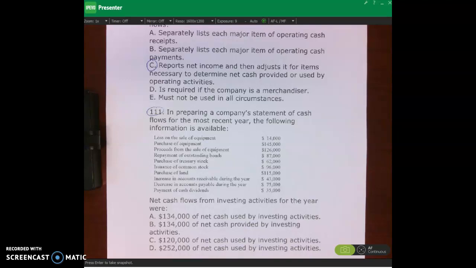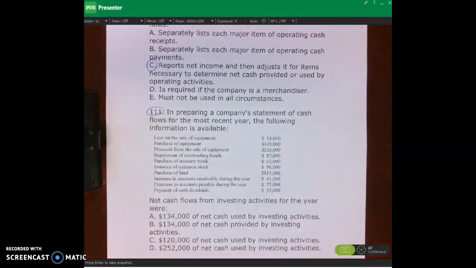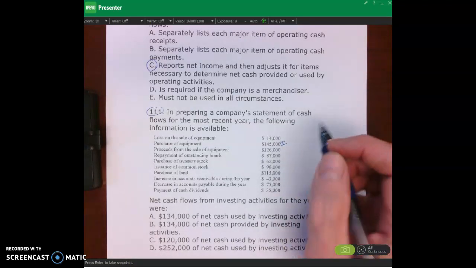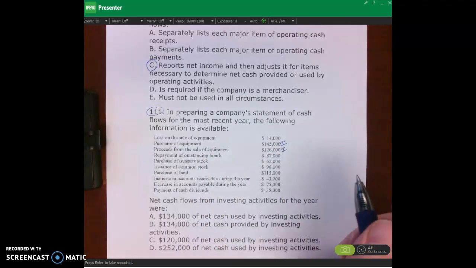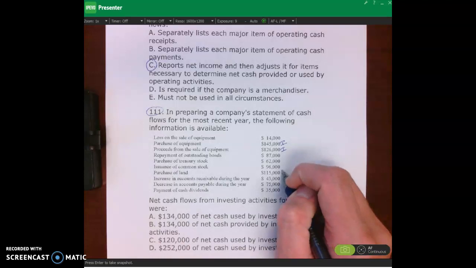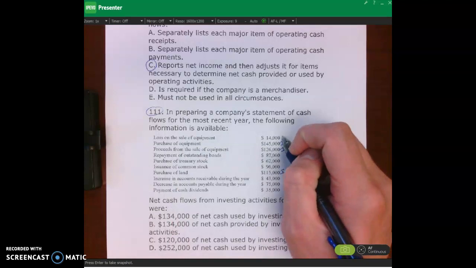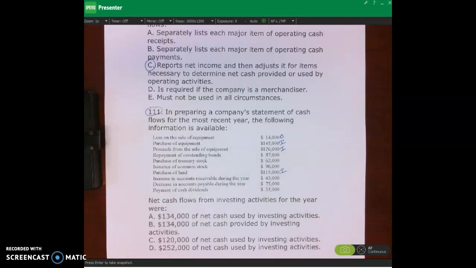So when we're doing this problem, the first thing we want to do is go through and figure out which ones of these relate to investing activities. So definitely the purchase of equipment. Proceeds from the sale, this is saying how much cash did you get? Absolutely that one. And then also the other one is the purchase of land. Now the loss on the sale of equipment would be dealing with our operating activities, because remember that's a non-operating loss that we would have to deal with in our operating activities.